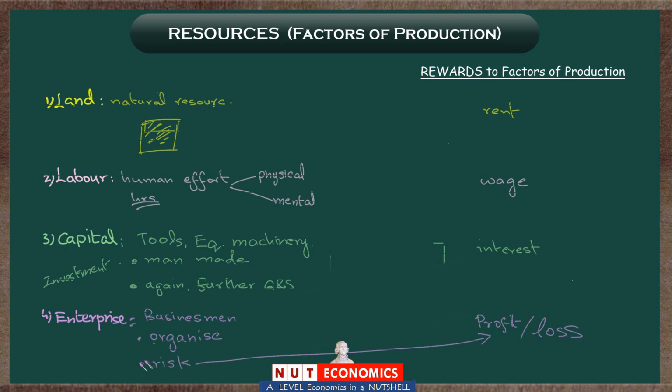So again, in the MCQs, when you have to identify whether a certain resource is an enterprise or not, these are the two key things to look for. Are they putting together the different resources, and are they taking the risk of either making a profit or a loss? In general terms, just remember this resource as simply being entrepreneurs or the businessmen.